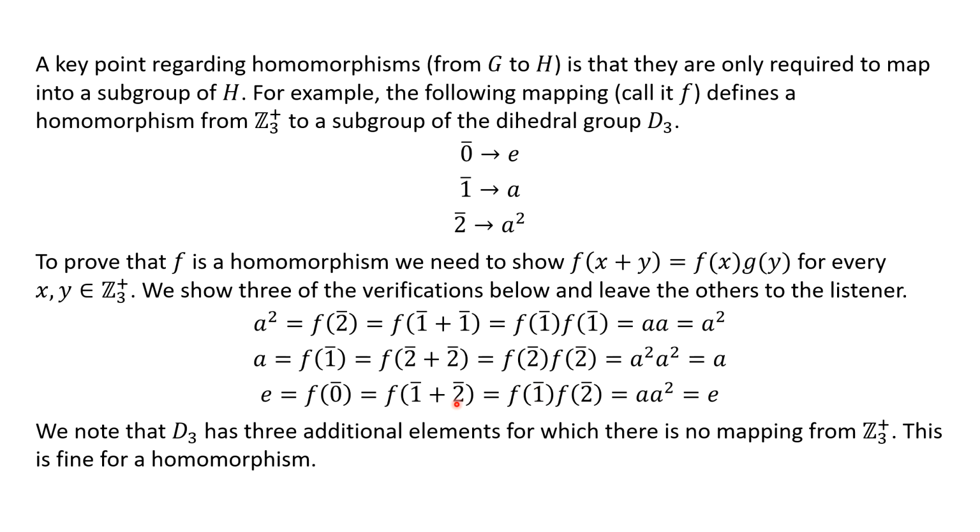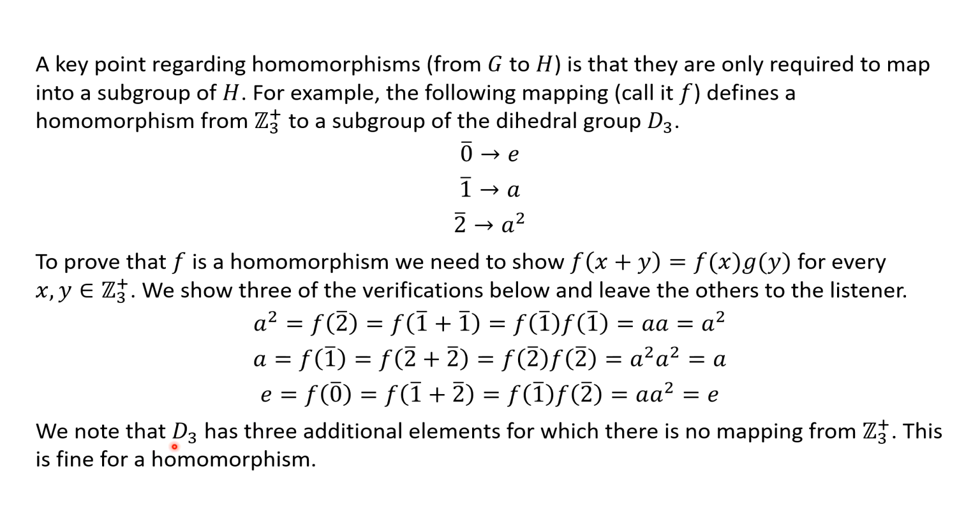And then last one, f of 1 plus 2 is 0, because 1 plus 2 is 3, and that's 0 mod 3. And f of 0 gets mapped to the identity. Then going this way, we have f of 1 times f of 2, that's a times a squared. It's a cubed, but a cubed in the dihedral group is the identity. So again, we have equality for this one.